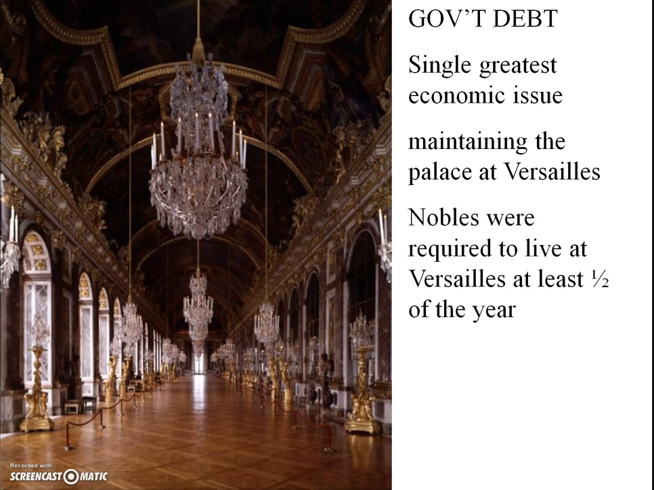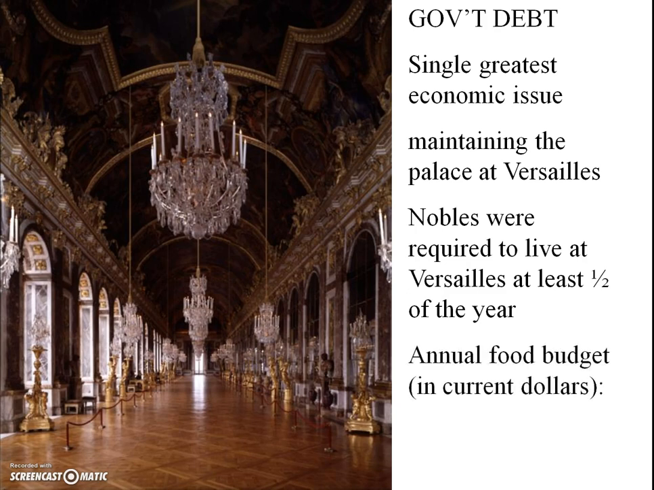Nobles had to live at Versailles at least half of the year so that Louis could maintain their dependence on him and also be able to keep an eye on them. As a result, by the time of Louis XVI, the annual food budget of Versailles in current dollars amounted to around $4 million. Imagine what $4 million worth of groceries looks like, and that's basically what's being spent every year just to feed these people.